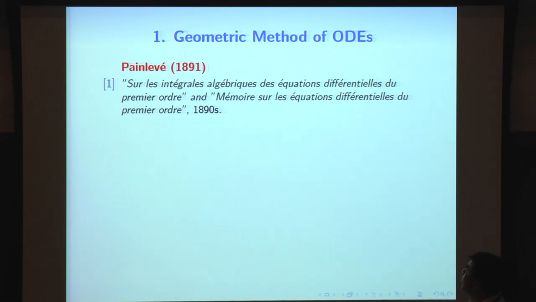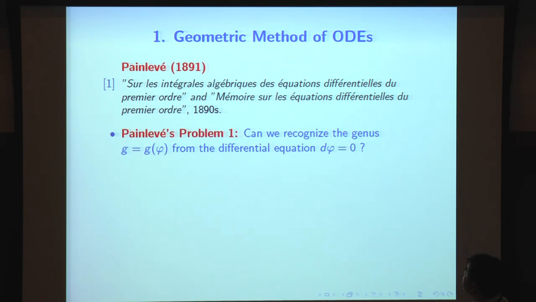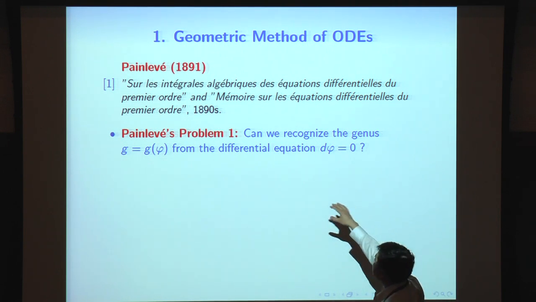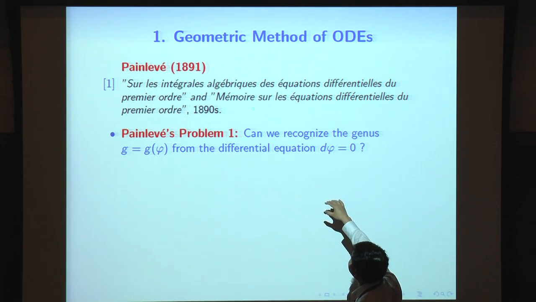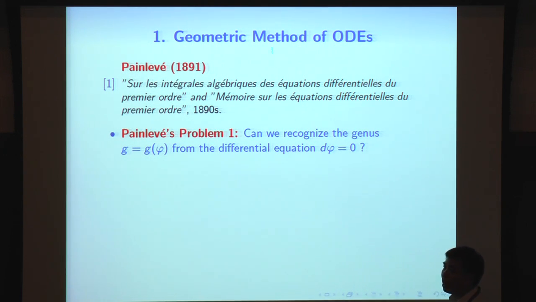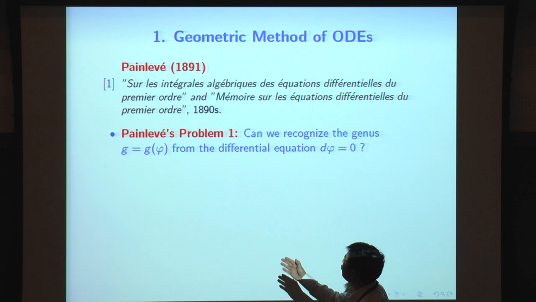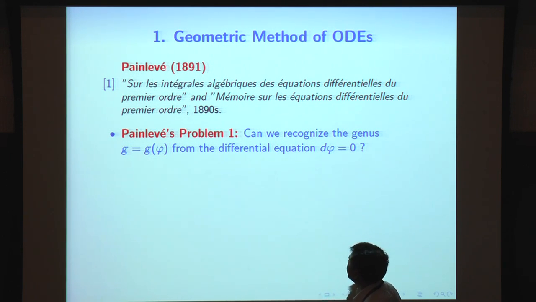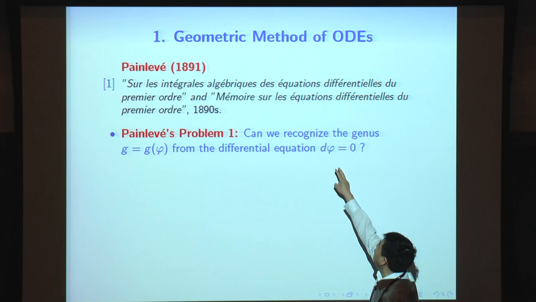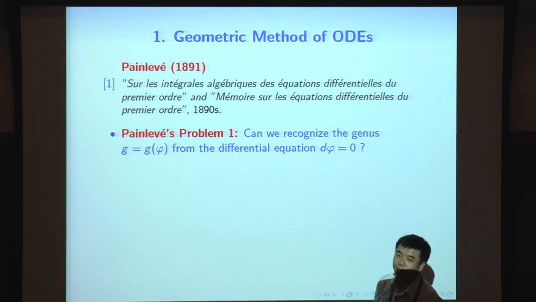Poincaré also studied this problem. For example, this is the main problem studied in this paper. This is a known paper, about 100 pages. The problem is: can we recognize the genus of the family from the ODE, from the differential equation? This means, can you find a formula to compute this genus? The formula depends only on the data of this differential equation.